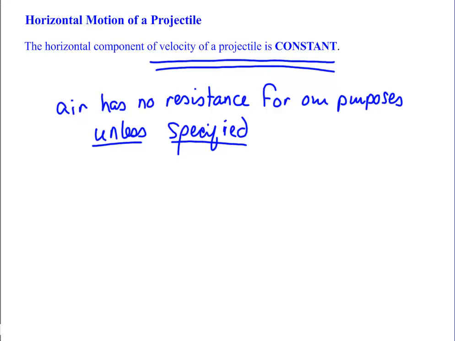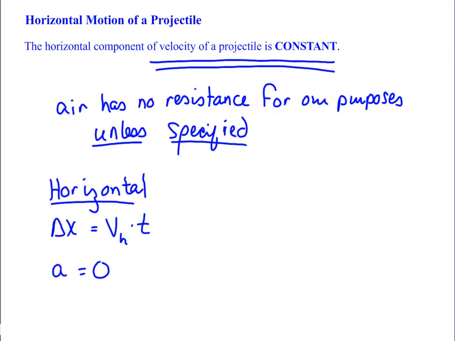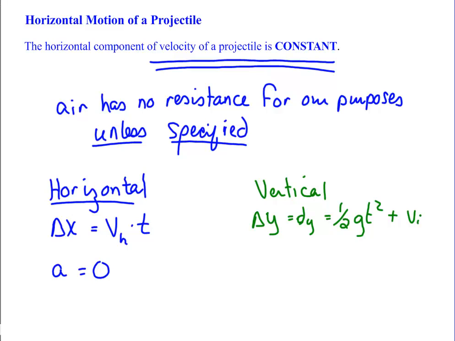So if we want to look at those kinematic equations that we saw earlier, for horizontal, change in position is equal to horizontal velocity times time, and that's a constant. Acceleration is 0 in the horizontal direction, and time is however long it's traveling. For vertical, the most common equation we're going to use is delta y, or dy, is 1/2 times g t squared plus the initial velocity in the y direction times t. So let's take a look at how this works.